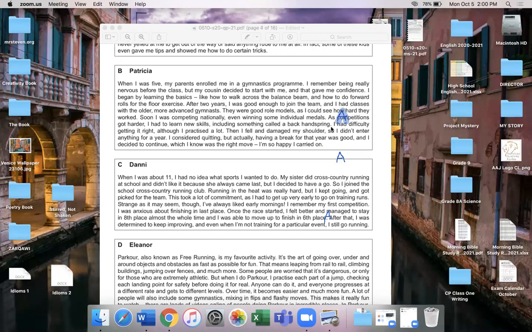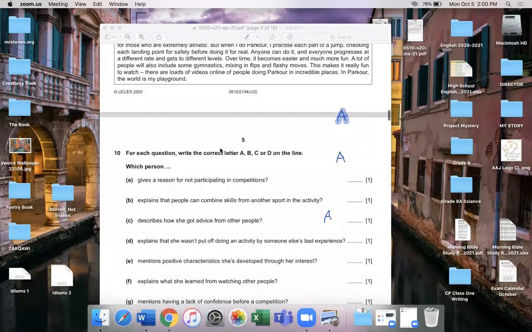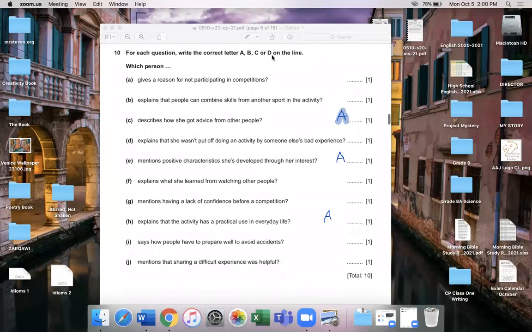I learned skills and invested a lot. I had difficulty getting it right though, although I practiced a lot. I felt discouraged, so I didn't enter anything for a year. I considered quitting. Actually, having a break for that year was good. I decided to continue. So yeah, that's a reason for not entering a competition.